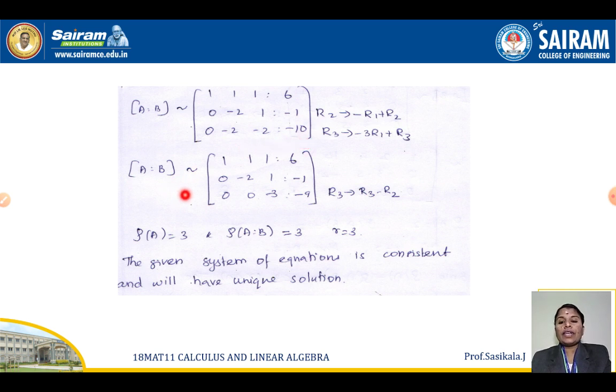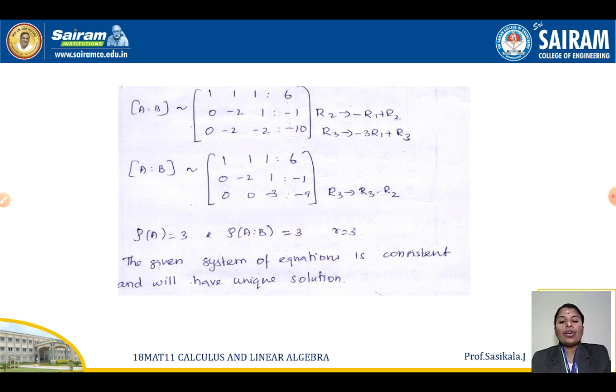Now the equivalent matrix of AB is 1, 1, 1, 6, then 0, minus 2, 1, minus 1. Next step, I need to make this minus 2 into 0, because only then can I find the rank, isn't it? Here I have a minus 2, and here also minus 2, so just subtract it: R3 minus R2. You get 0, 0, and minus 2 minus 1 will be minus 3, then minus 9, since minus 10 plus 1 will be minus 9.